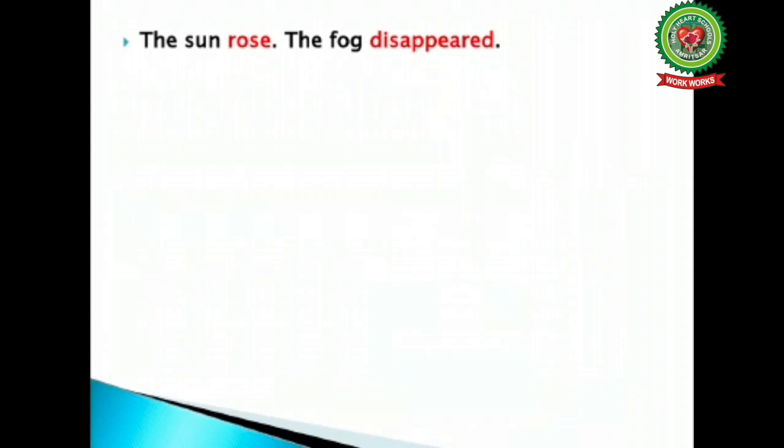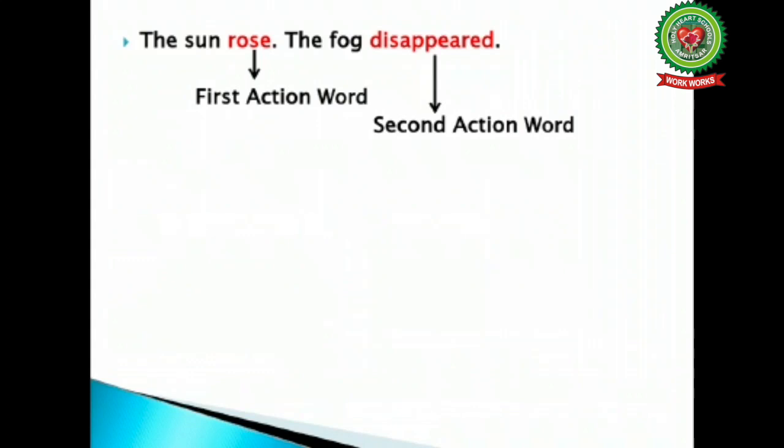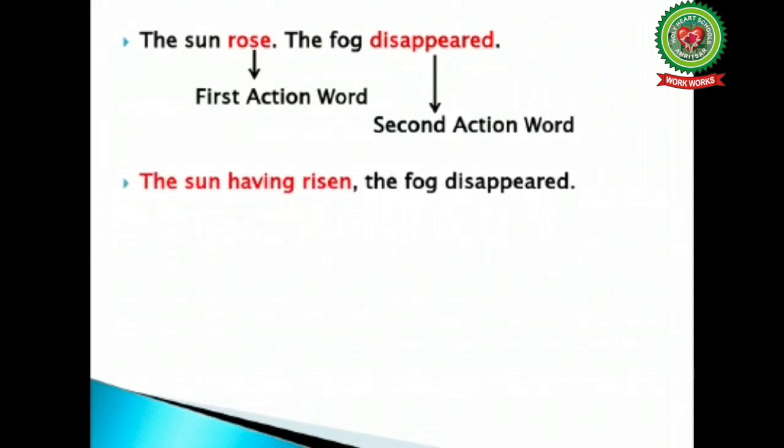The sun rose. The fog disappeared. Children, there are two action words. The first action is rose. Second action word is disappeared. We have two different subjects. So we will begin with the first subject, that is the sun. So children, our answer will be the sun having risen, comma, the fog disappeared.